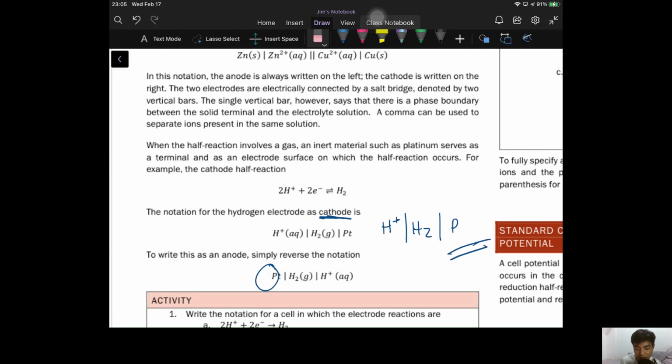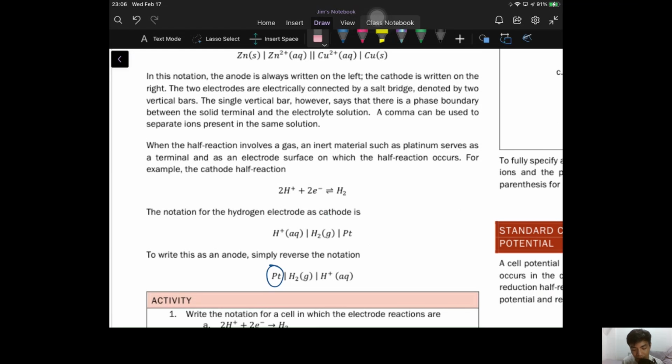So hindi pwedeng ganito lang, no? H plus then H2. Okay, kasi gas tong H2, eh. So kailangan yan ng catalyst. So susulat mo sa dulo yung metal, no? Usually platinum yan. Okay. Pwedeng nasa dulong right, pwedeng nasa dulong left.